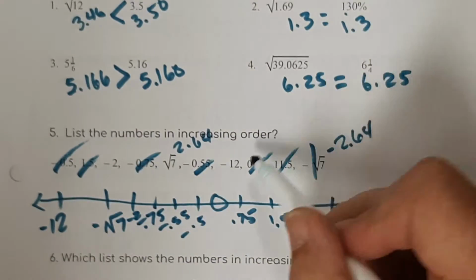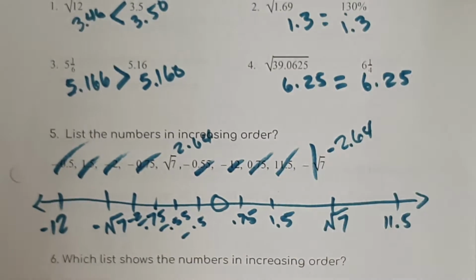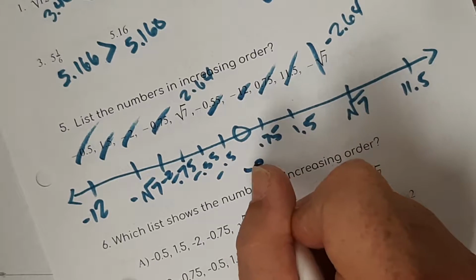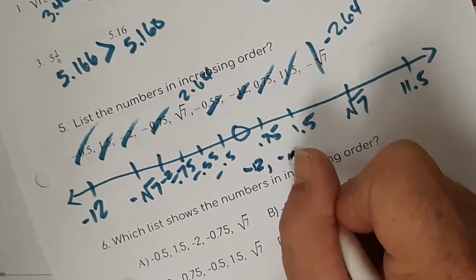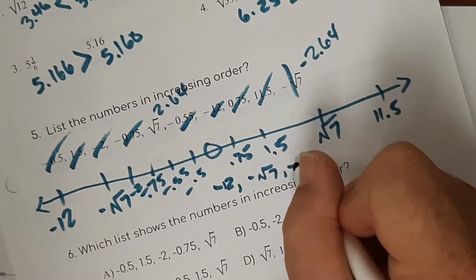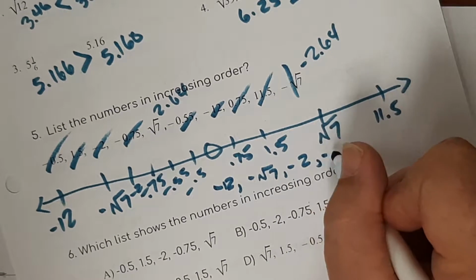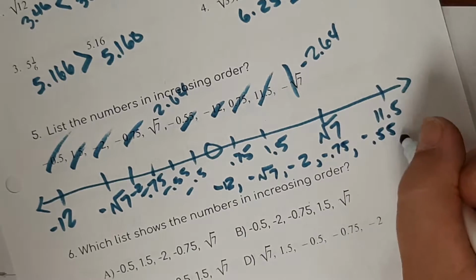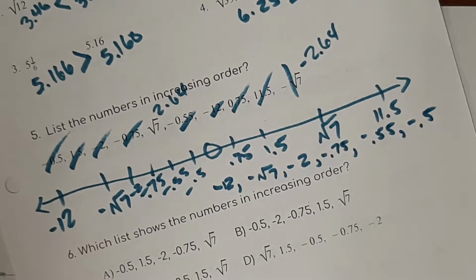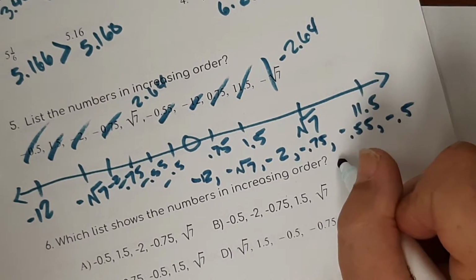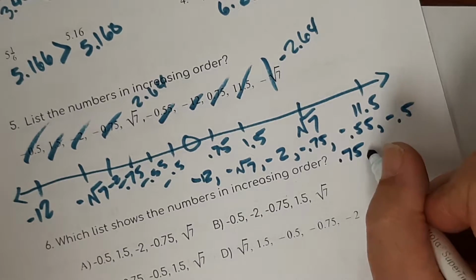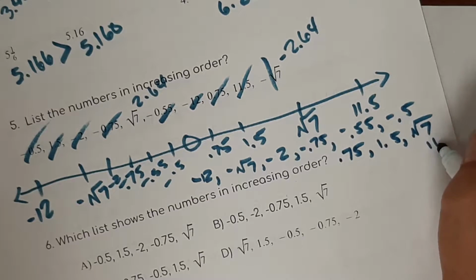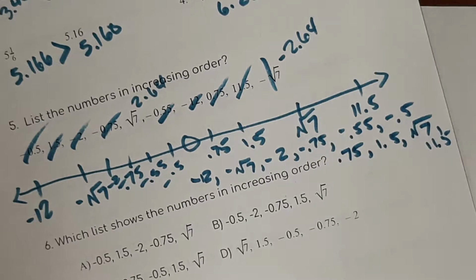So if we were to put all these in order, I think that's everybody there, it would basically go negative 12, negative square root of 7, negative 2, negative 0.75, negative 0.55, negative 0.5. Then we get to 0, so now we're doing positives. 0.75, 1.5, square root of 7, and last are 11.5. That's the correct order there.